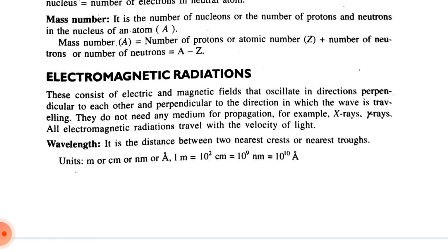Wavelength. It is the distance between two nearest crests or nearest troughs. Unit is meter, centimeter, nanometer or Angstrom. 1 meter is equal to 10 raised to 2 centimeter, equal to 10 raised to 9 nanometer, equal to 10 raised to 10 Angstrom.